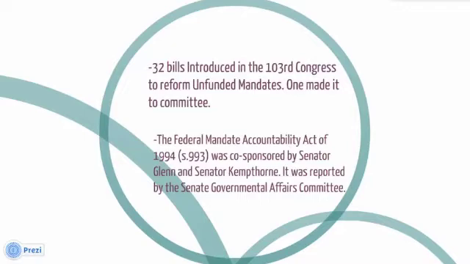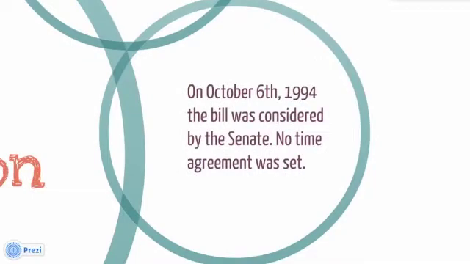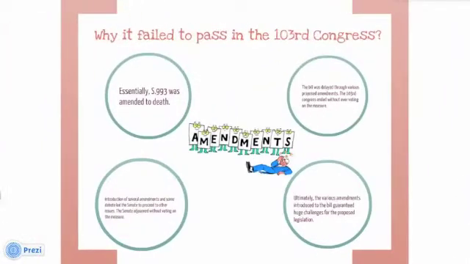The 103rd Congress had 32 bills about unfunded mandates introduced, and one bill, Senate Bill 993, made it out of committee. In August, it was placed on the legislative calendar, and the motion to proceed to consideration of the measure was made in the Senate on October 6th.